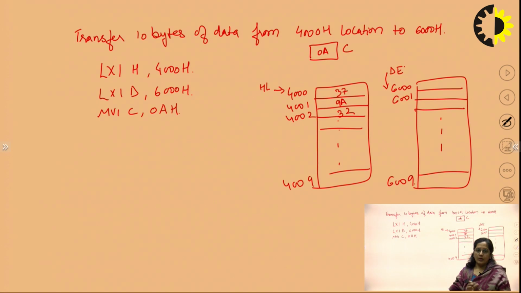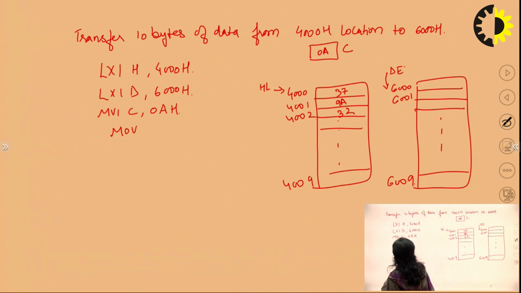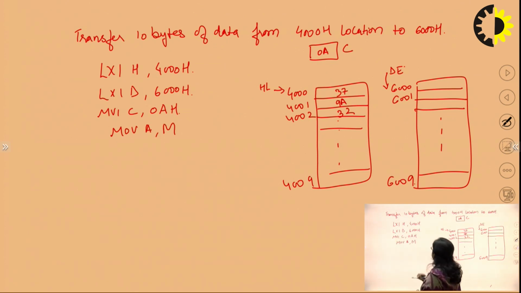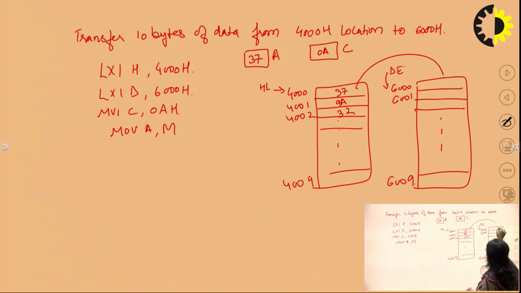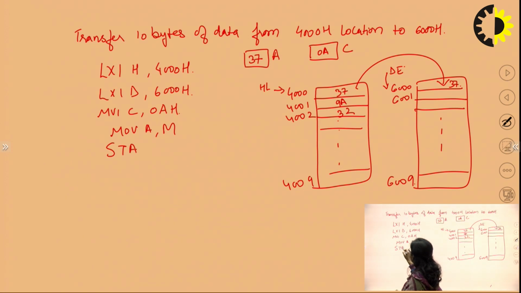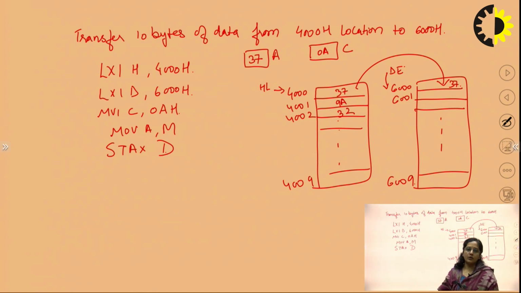Now we have to read the first data. So we can read the data by the instruction MOV A, M. When this instruction is executed, the content of the A register will be 37. The first data will be in the accumulator. Now this data has to be transferred and copied to the 6000 location. So for this we will use the instruction STAX D. By using this instruction, the content of the accumulator will be stored at the location whose address is pointed by the D register. Now the first data is stored, 37 is copied.